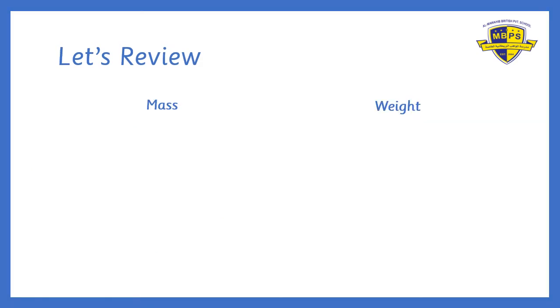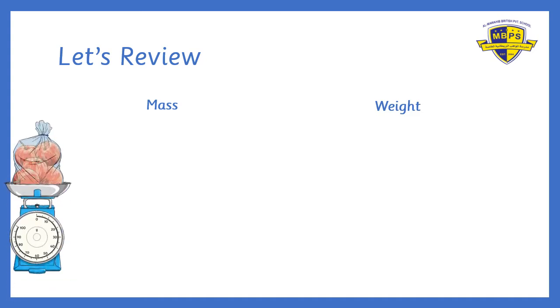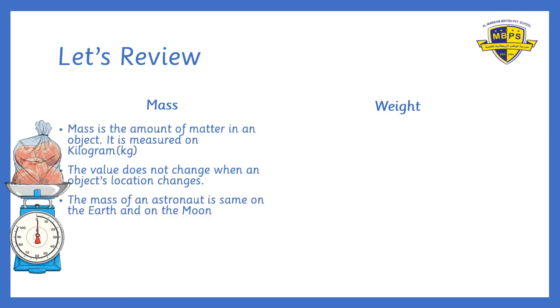We learnt about the difference between mass and weight on Thursday. Mass is the amount of matter in an object. It is measured in the unit of kilograms. It doesn't change wherever an object, a person, a thing goes, because the amount of matter doesn't change. So we can say the mass of an astronaut is the same on the Earth as on the Moon.